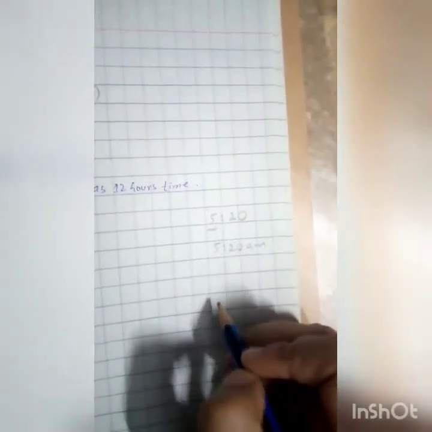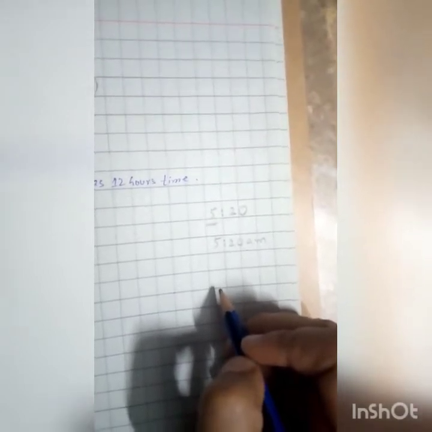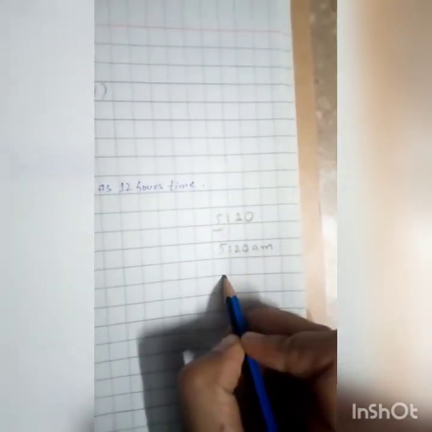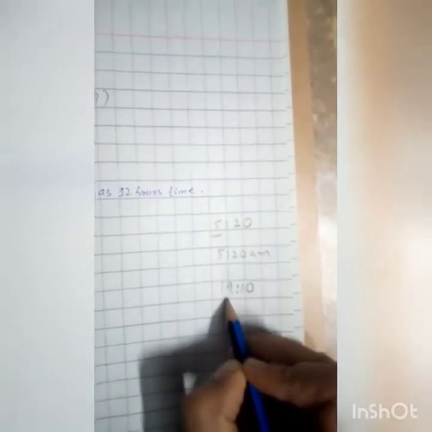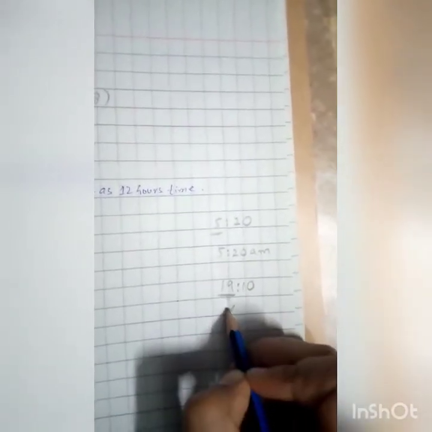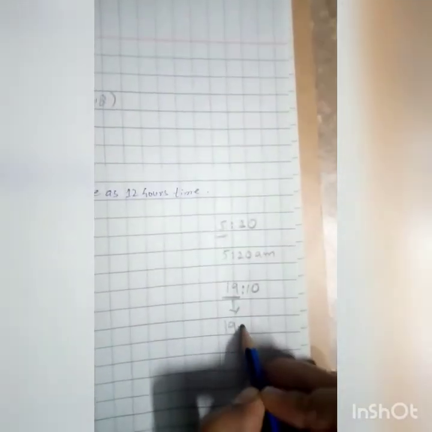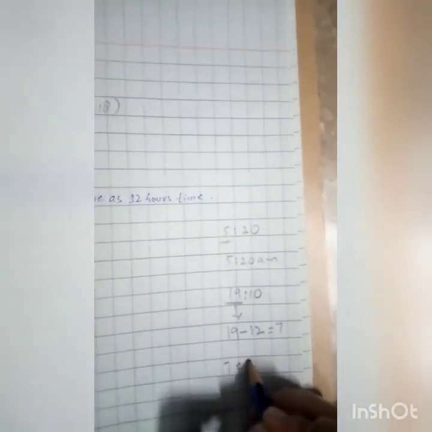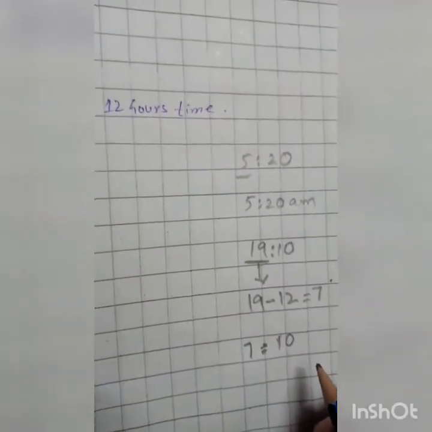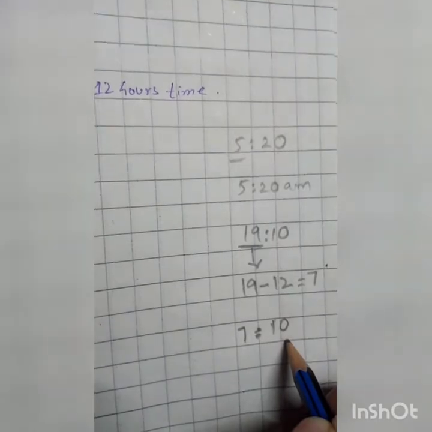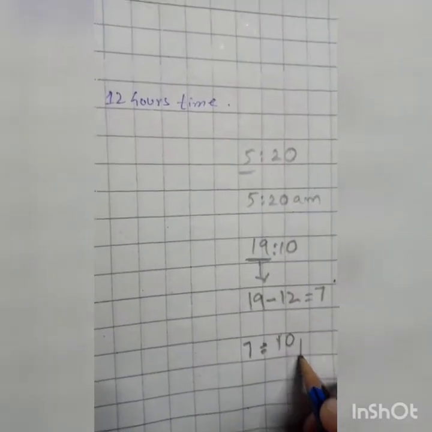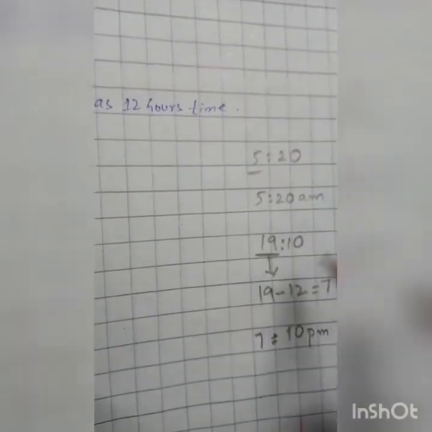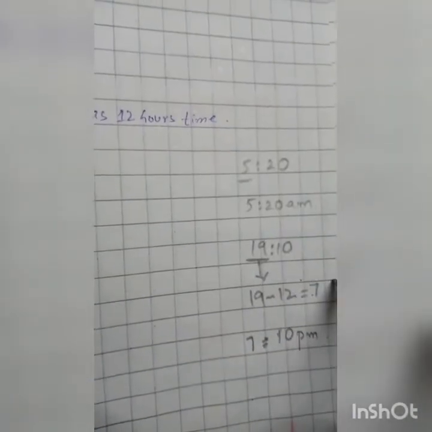Now, in a 24-hour clock, if the number of hours is more than 12, then we subtract 12 from the given hours. I'm going to give you an example, just like 19:10. Here you can see 19 is greater than 12, so we have to minus 12 from 19. So the time will be 7:10, and we have to write p.m. with this. In this way, we change a 24-hour clock into a 12-hour clock.